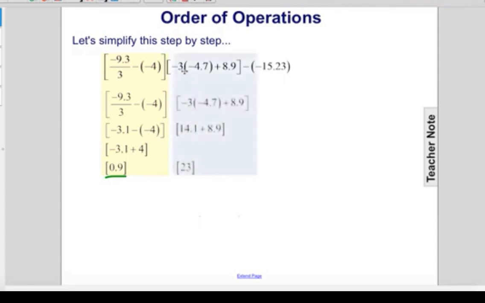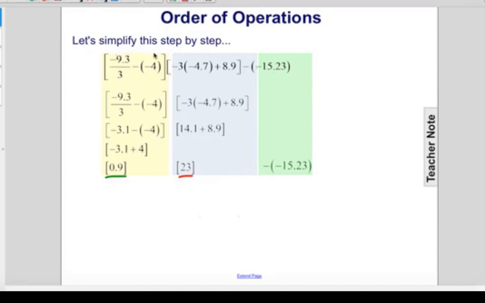So then we move on to our next set of parentheses. We have multiplication problem in here and an addition problem, so we take care of the multiplication first. Negative 3 times negative 4.7 is 14.1, and we still have this addition at the end. So then once you do this addition, you are left with 23.